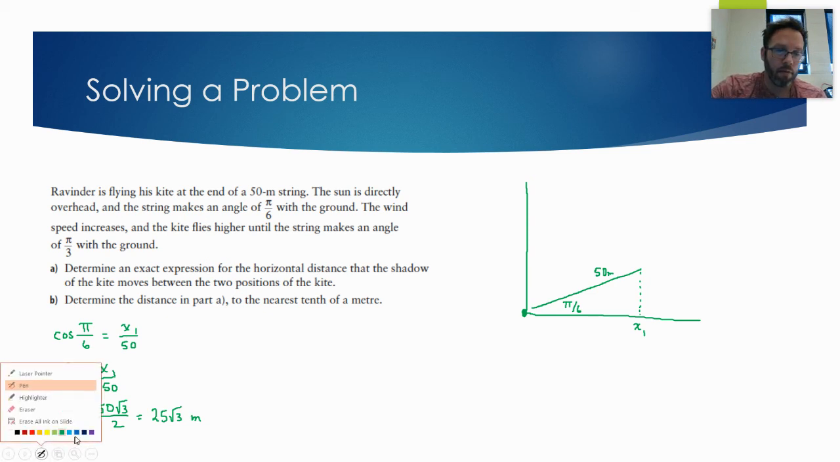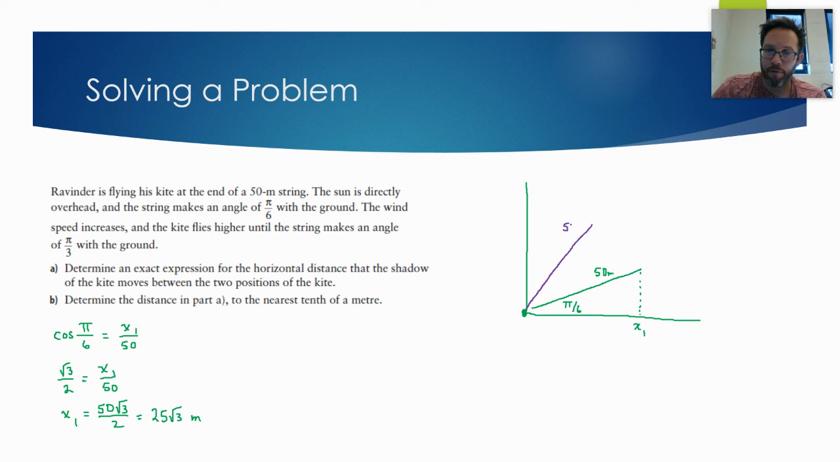And then, I haven't used purple in a while, the wind picks up, and now our kite is at a different angle. The kite string is still 50 meters long, but now we're at an angle of pi by 3, or 60 degrees, and now the shadow is shorter. How much shorter? That's what we're trying to find.